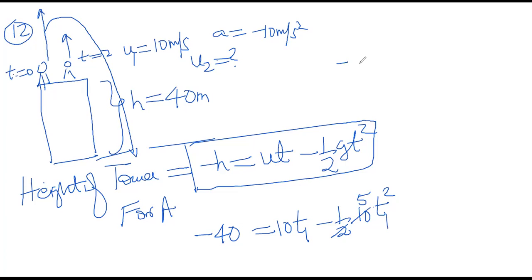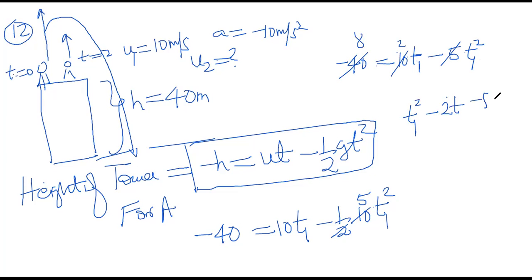Can I solve it here? Minus 40 is equal to 10t1 minus 5 t1 square. So you can cancel this by 5. 5 ones are 5, 5 twos are 10, and 5 eights are 40. If I write this as an equation, t1 square I'm bringing this side, t1 square minus 2t1 minus 8 is equal to 0. T means t1.